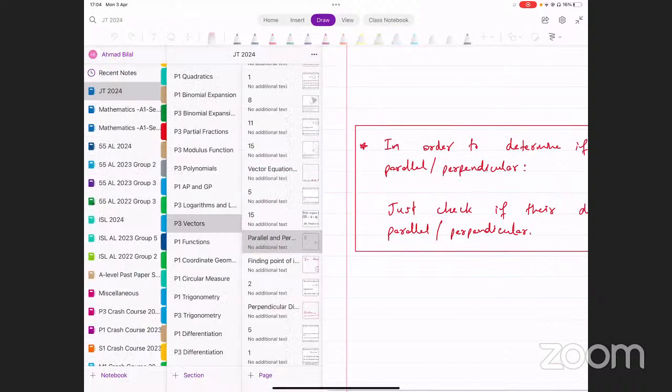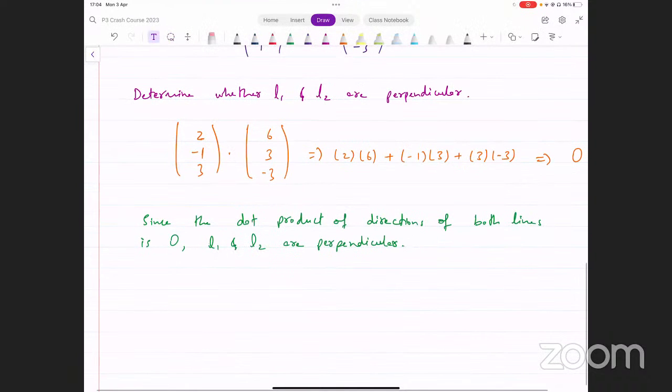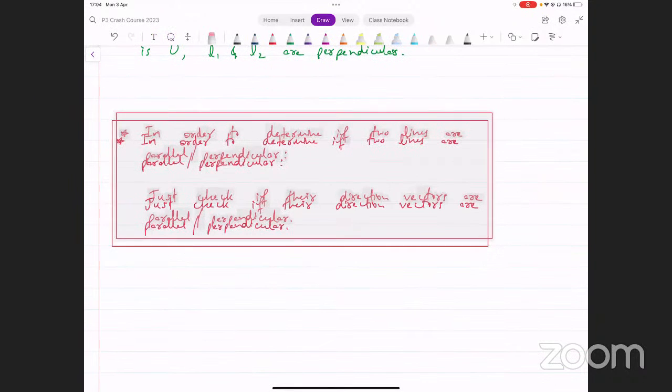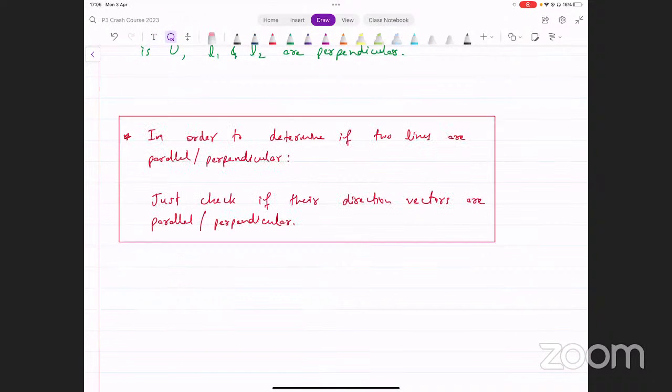So this is what you need to remember from this. In order to check if two lines are parallel or perpendicular, you need to just check if their direction vectors are parallel or perpendicular. Okay. Similarly, if you were asked to find the angle between two lines using their equations, all you have to do is find the angle between their direction vectors, and that is going to give you the result. So whenever you're talking about any angles, we just use direction vectors. Okay. I hope that makes sense.